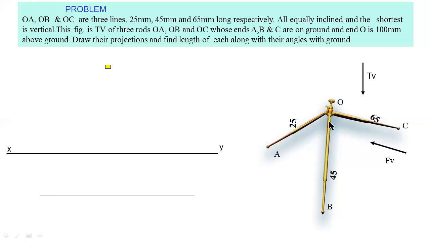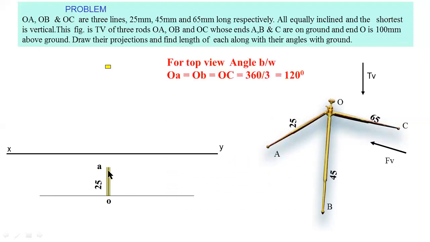That's why the OA line is on the left side. That means I consider this reference line. So you have to draw the OA line above this line. The top view length of the OA line is 25 mm. So you have to draw a 25 mm line. This is OA. The length of this line is 25 mm.